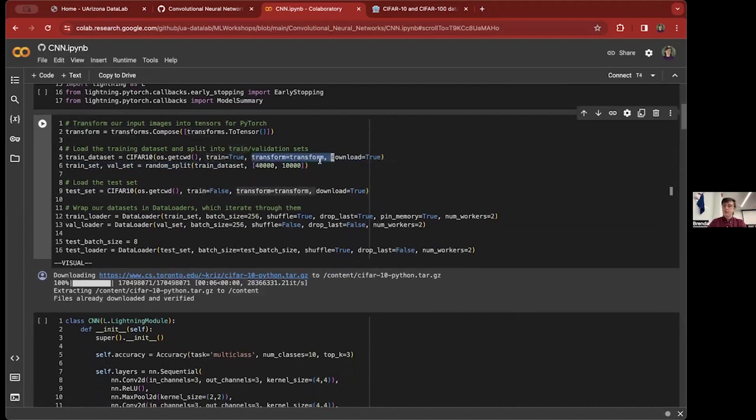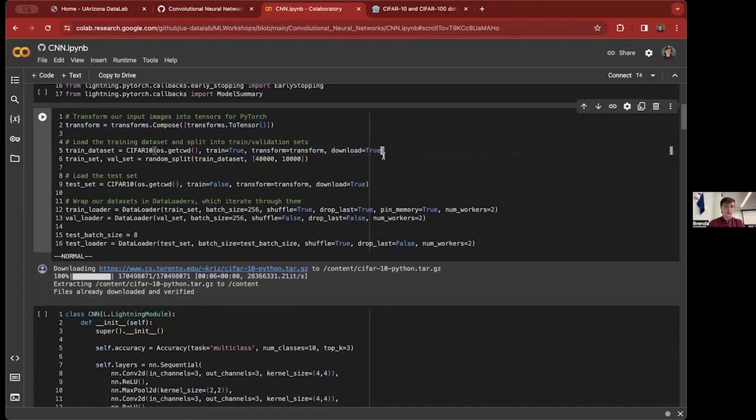Here we tell it, when you download it and actually open that data for me, use this transformation. All this transformation is doing is taking it from the original type, which I believe is a PIL image, but I'm not 100% sure, and turning it into a tensor. A tensor is what PyTorch is expecting. It's the values that it needs to feed into the model. So this automatically runs it through this transformation first. And we allow it to download because we do not have it locally.